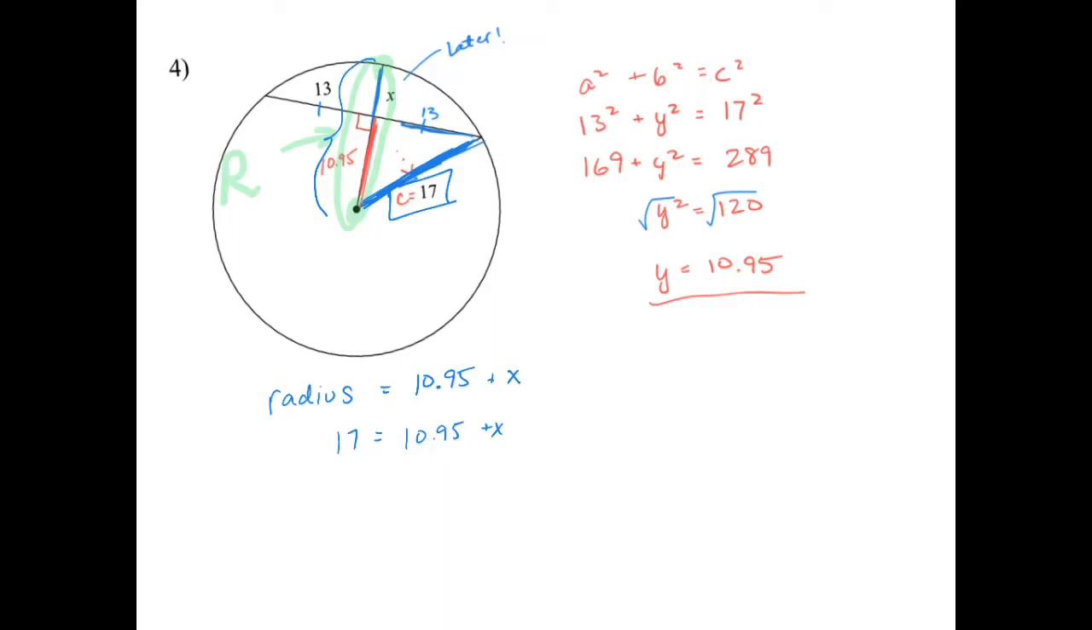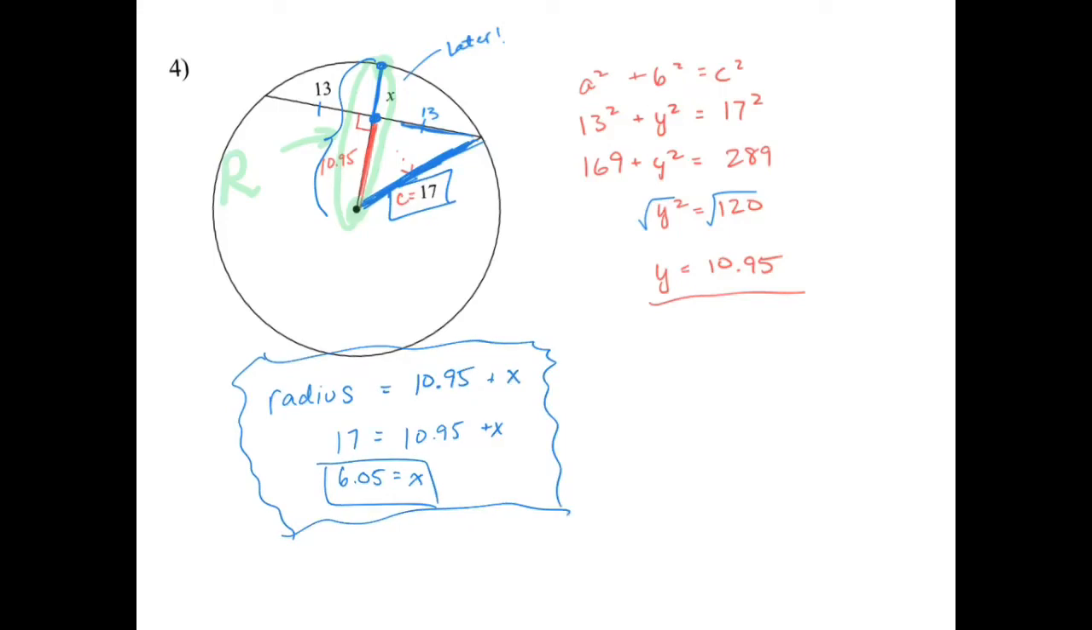So my radius, which is 17, is made up of a 10.95 chunk and an x chunk. So let's do a little subtraction to figure out what that little x chunk is supposed to be. 17 minus 10.95 leaves me with 6.05 for my x. So I'm just going to do this problem like all the other ones, but at the end I'm going to have to do a little subtraction to figure out what that missing piece was supposed to be. So there's just one little extra step to that problem.